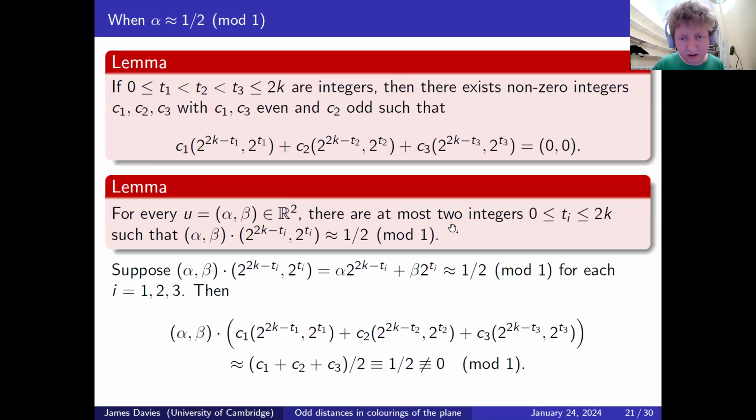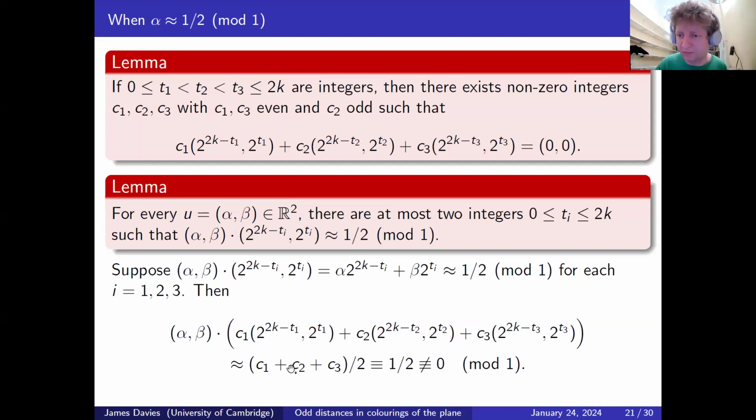So why is this key lemma true? Well, we suppose it isn't true. Then that means that there exist 3 of these integers, t1, t2, t3, and suppose they're increasing, so that each of these inner products is about a half mod 1. Then we just apply this previous lemma to get these c1, c2, c3, so this sums to 0. And take this inner product with our u again, this (alpha, beta). Because this is 0, we know this inner product should be 0.